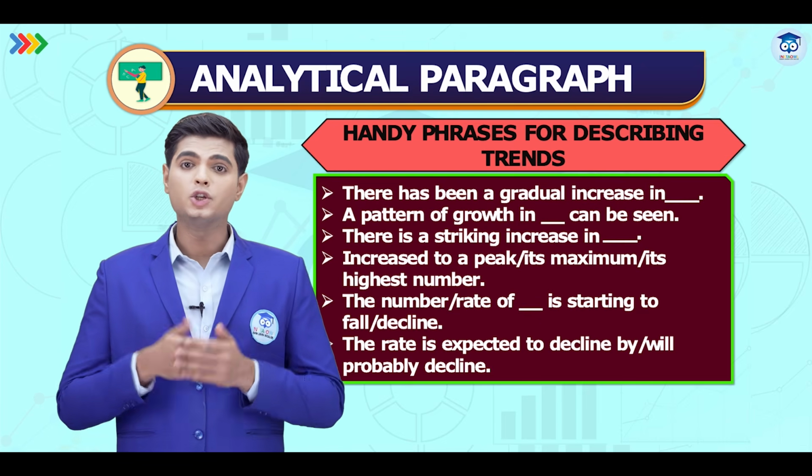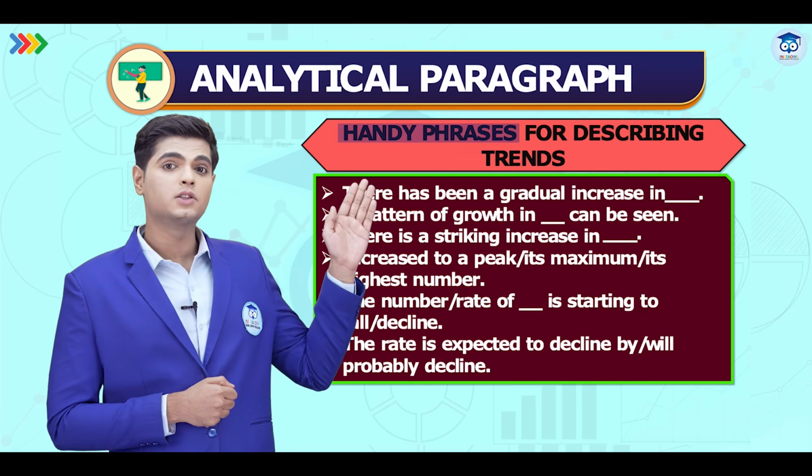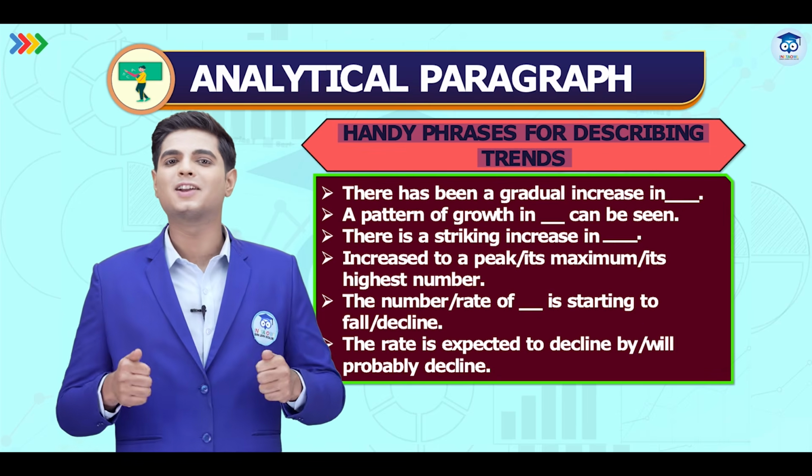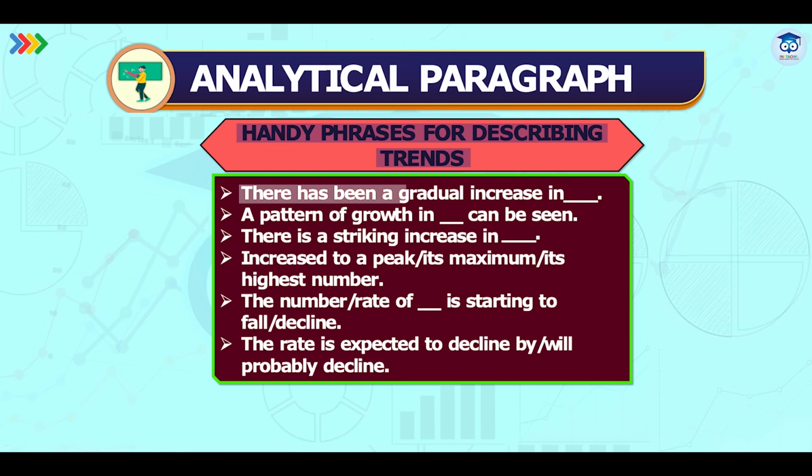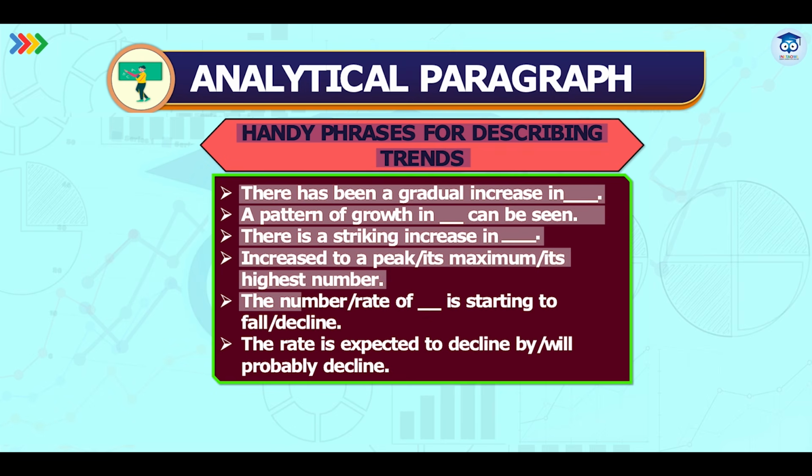Moving on to the next key point. When describing trends in your paragraph, certain handy phrases for describing trends can make your writing more effective. You might say, "There has been a gradual increase in blank," or "a pattern of growth in blank can be seen." Other useful expressions include, "There is a striking increase in blank," "increased to a peak or its maximum or its highest number," "the number or rate of blank is starting to fall or decline," and "the rate is expected to decline by or will probably decline." Using these phrases helps clearly communicate the nature of changes in data.